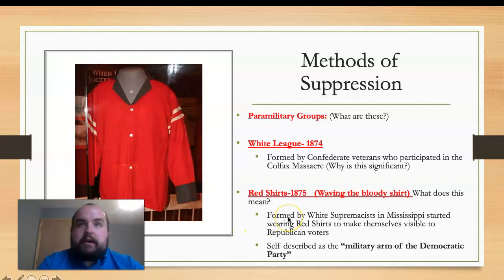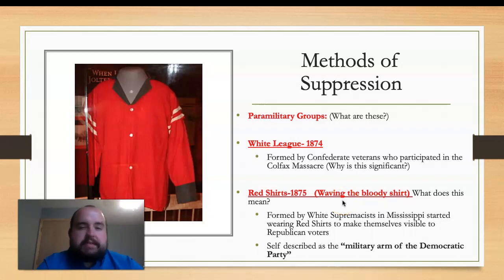This group was formed primarily by white supremacists in Mississippi. They started wearing red shirts to make themselves visible to Republican voters. Because remember, we haven't talked about this a ton because it was a bit before the period we're talking about, but Republicans were considered to be the party of Lincoln, and as much as any politicians did at this time, were the ones who supported emancipation and black equality to an extent. So why would they want to make themselves visible to these voters?